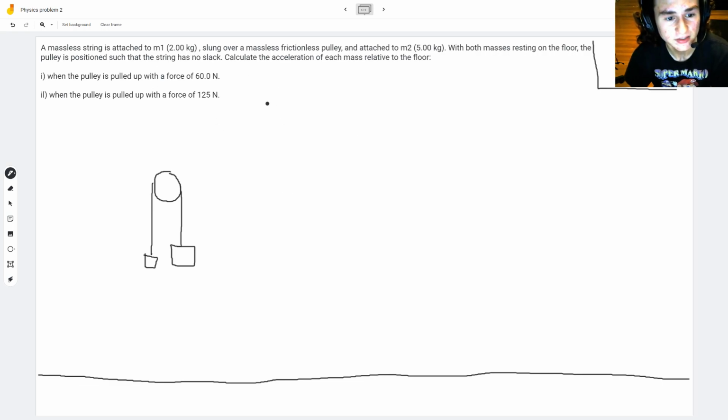So we see mass 1, I'll just label this 1 because it's smaller, and mass 2 are slung over a massless, frictionless pulley and attached to mass 2, both masses resting on the floor.